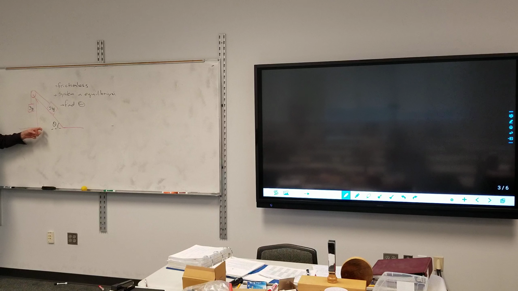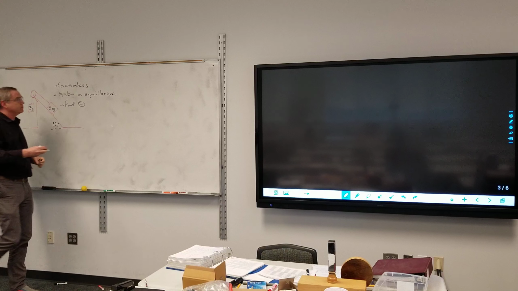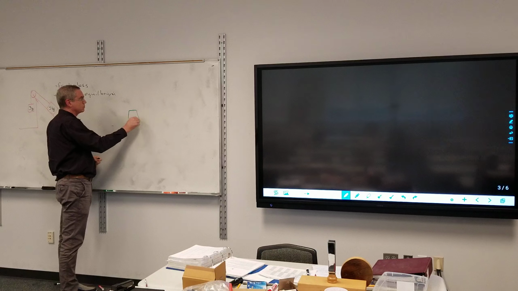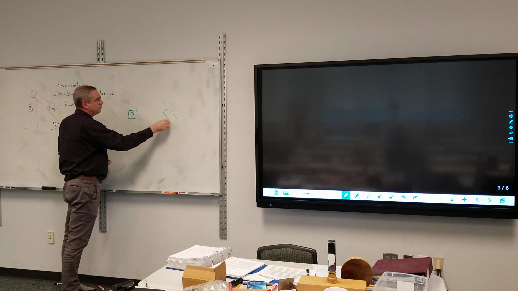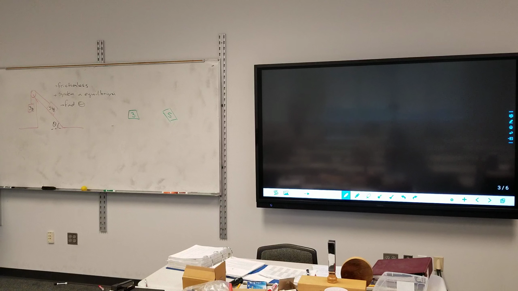I did not draw it as a separate object. So what we really care about are just these two objects. If you want to do the full force diagram, that's fine, but I really only care about these two. What are the forces acting on these masses?